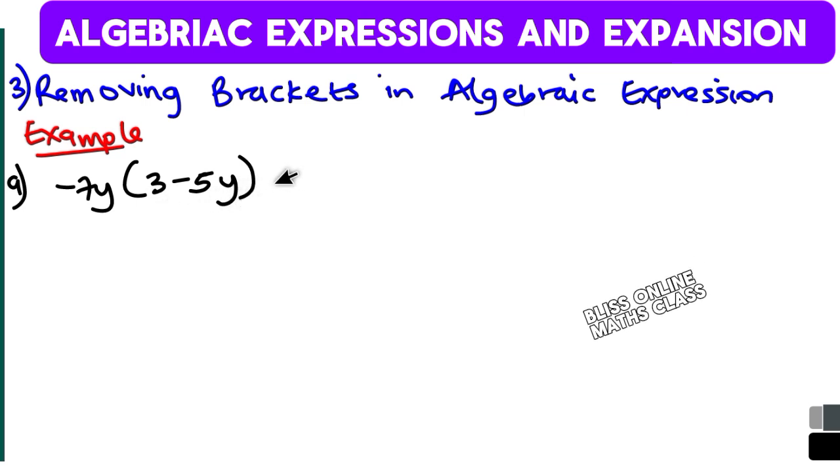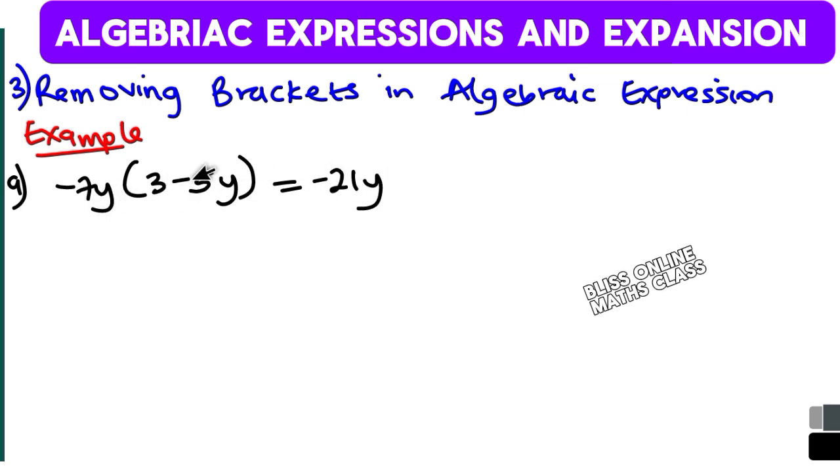So this will be equal to, remember in mathematics, whenever you see a number or a letter close to a bracket, it means multiplication. So we are going to open the bracket. Minus 7y times 3 is minus 21y. 7 times 3 is 21. You bring your y. Then minus 7y times minus 5y. Remember, minus times minus is plus. 7y times 5y is 35. 7 times 5 is 35. Y times y is y squared.